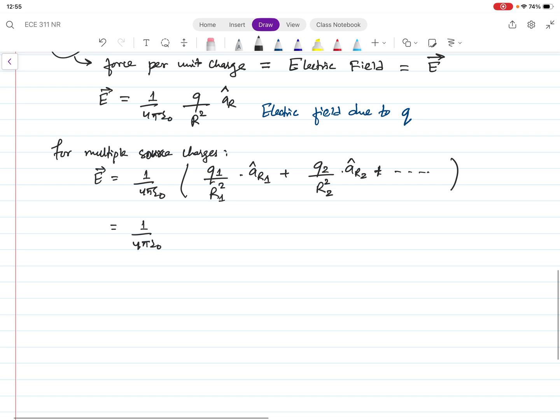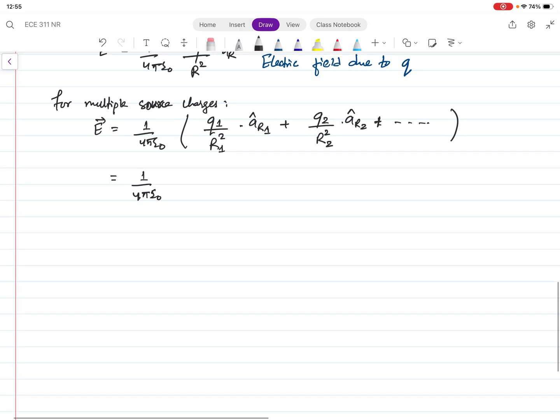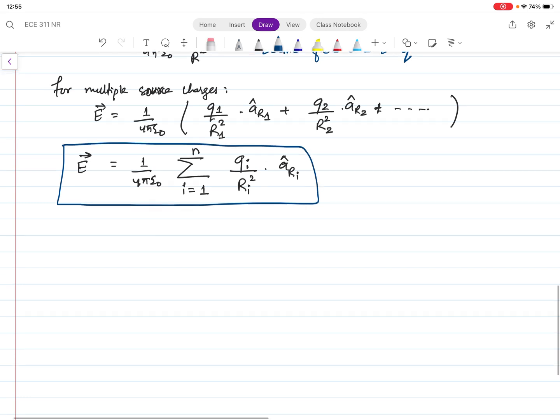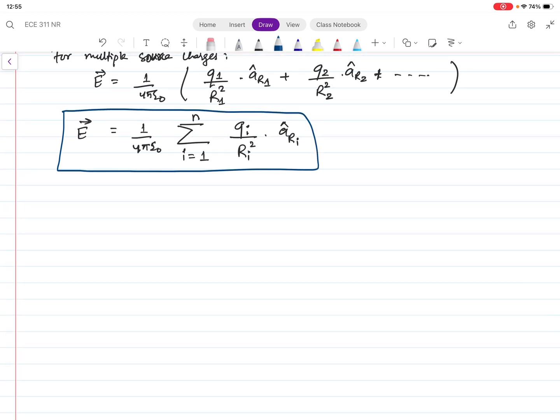And combining this into a shorthand form, we still have 1 by 4 pi epsilon 0, and this will be summation i equals 1 to n of qi divided by ri square times ari hat. This is the electric field due to multiple source point charges.